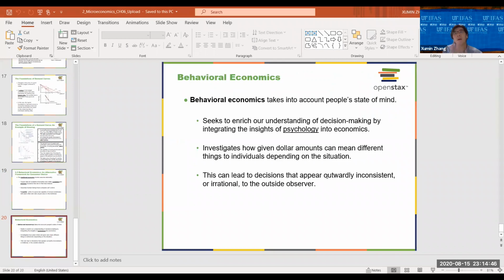Generally speaking, people have different preferences. This is the first thing, okay? People have different preferences, so they might make decisions differently. And they might have different perceptions, and then they will make decisions differently. In this case, behavioral economics focuses on integrating the psychological perspective into economic analysis.